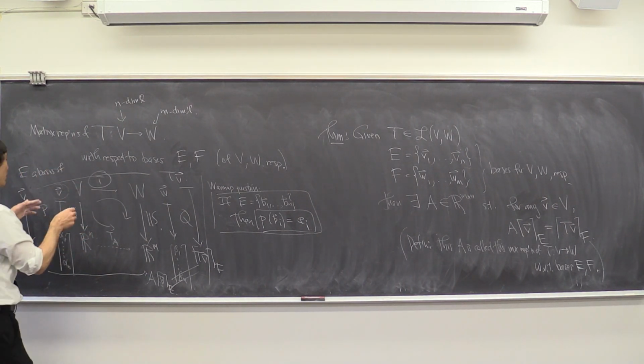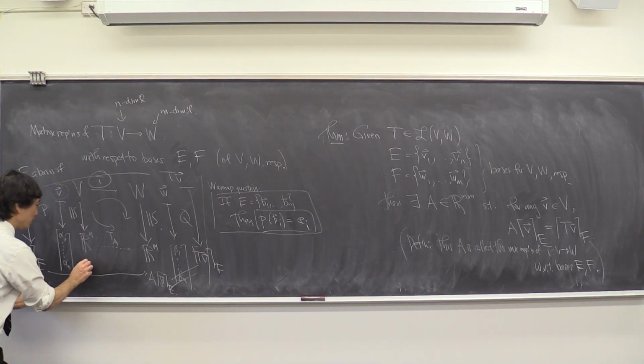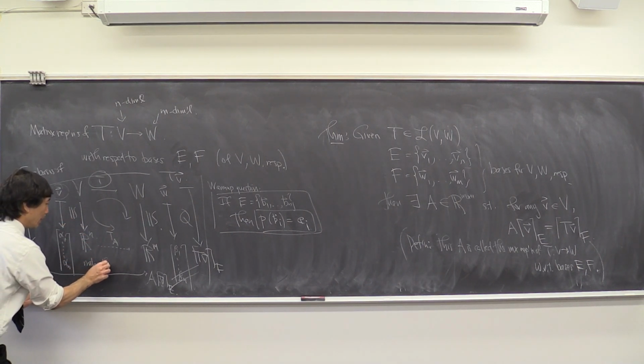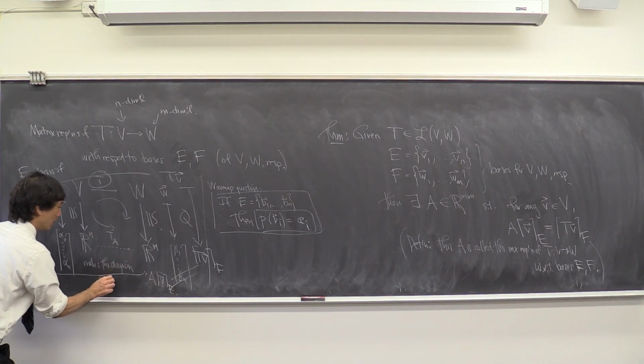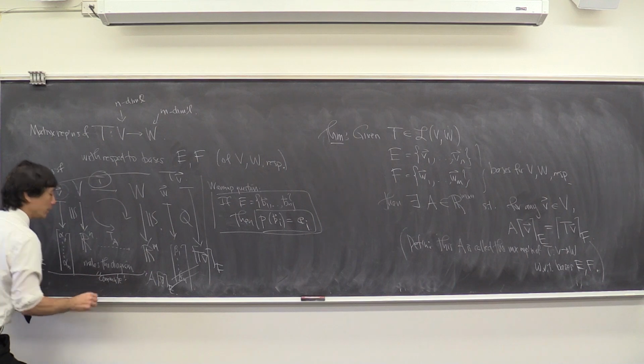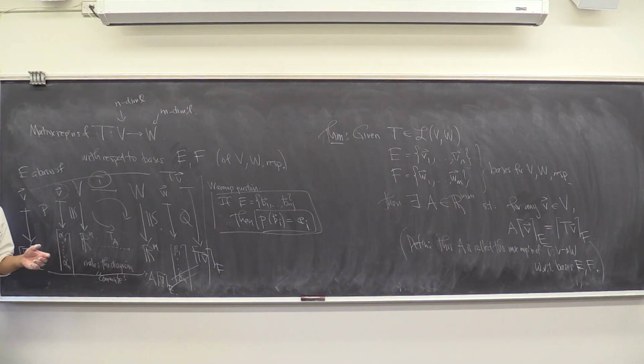That's the language: it makes the diagram commute. And we've seen this kind of idea before. You can either add first and then use the linear transformation, or you can use the linear transformation and then add afterwards. Okay, so what we're saying is that there's a matrix that makes this diagram commute.